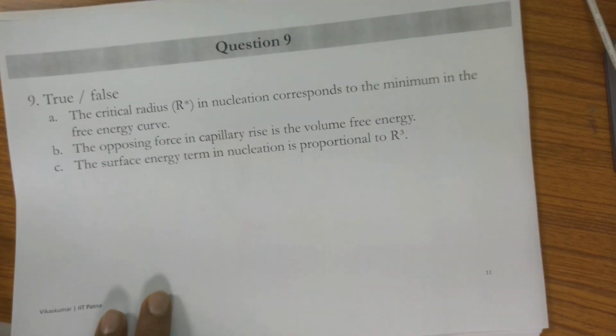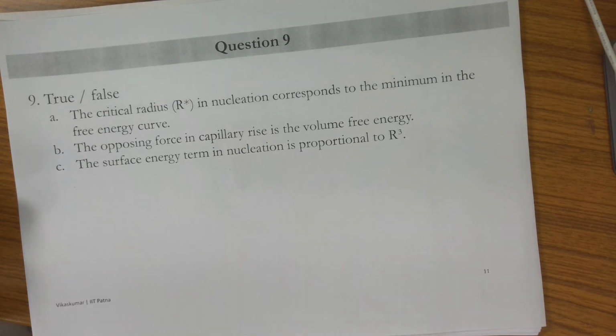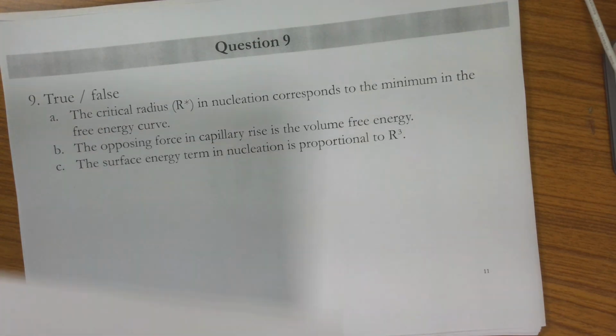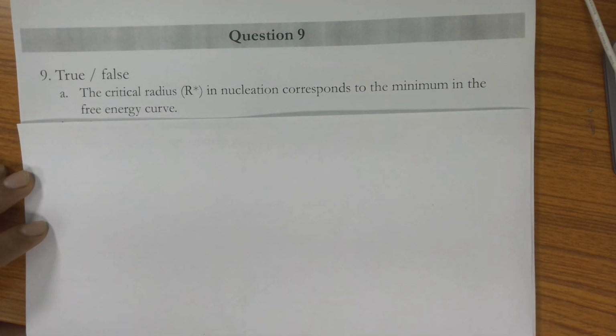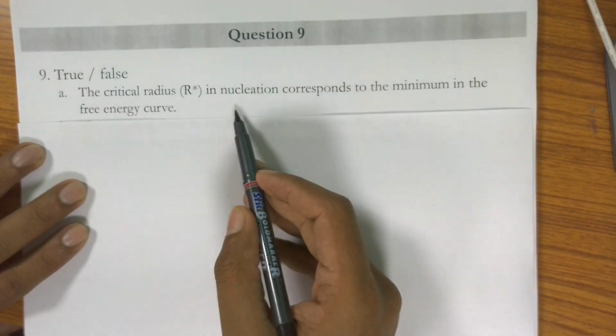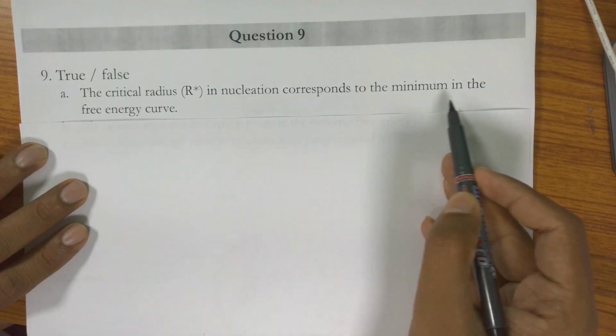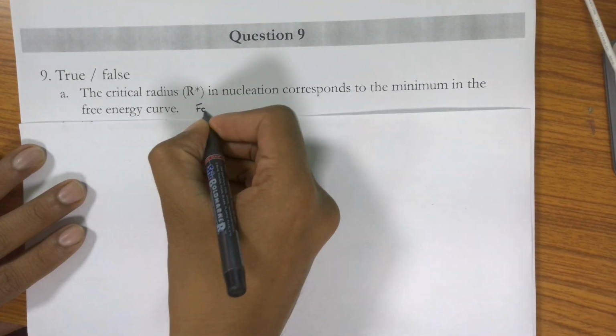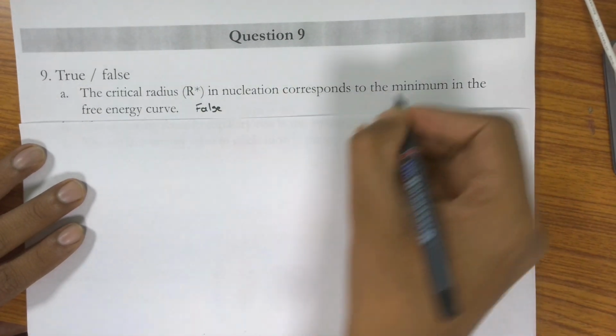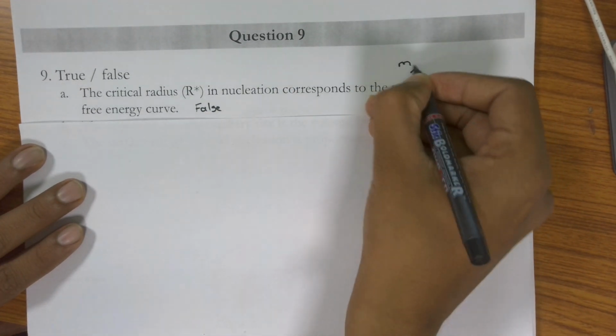Question number 8. Let's move to the next question. Question number 9. So now this is the true and false type question. Statement 1: The critical radius R star in nucleation corresponds to the minimum in the free energy. We found that it's false. Instead it corresponds to the maximum.